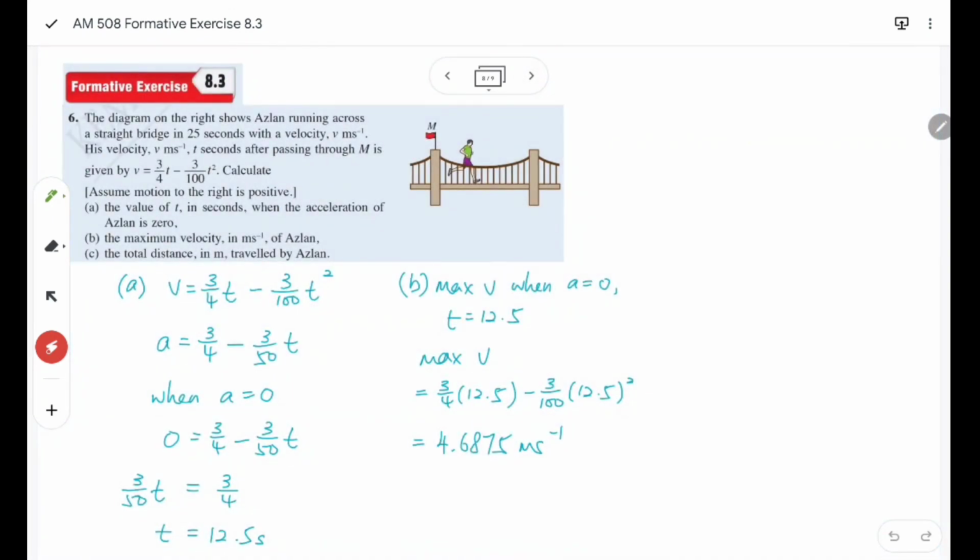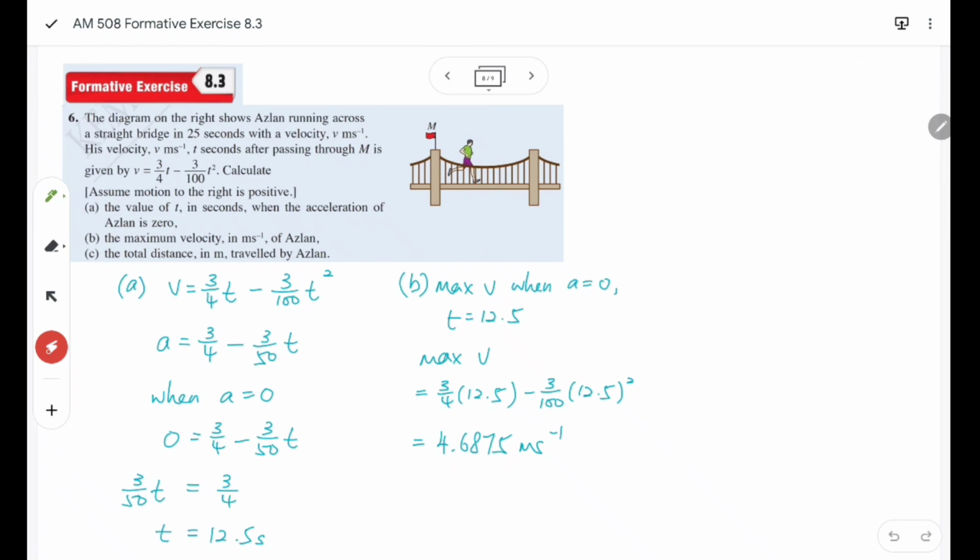Question number 6. The diagram on the right shows Aslan running across a straight bridge in 25 seconds with a velocity v meters per second. His velocity, v meters per second, t seconds after passing through point M, is given by v equals 3 over 4 t minus 3 over 100 t squared. Calculate. Assume motion to the right is positive.